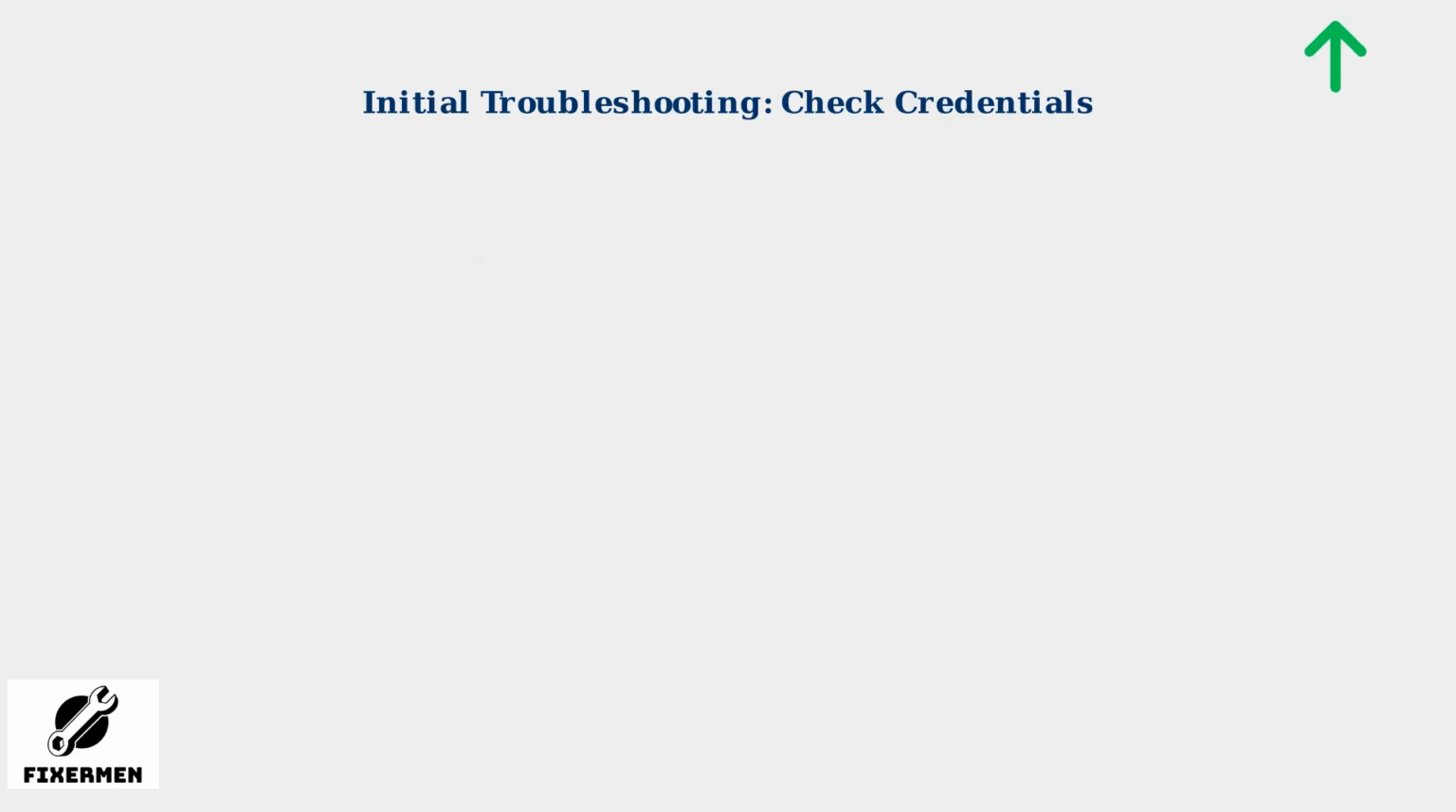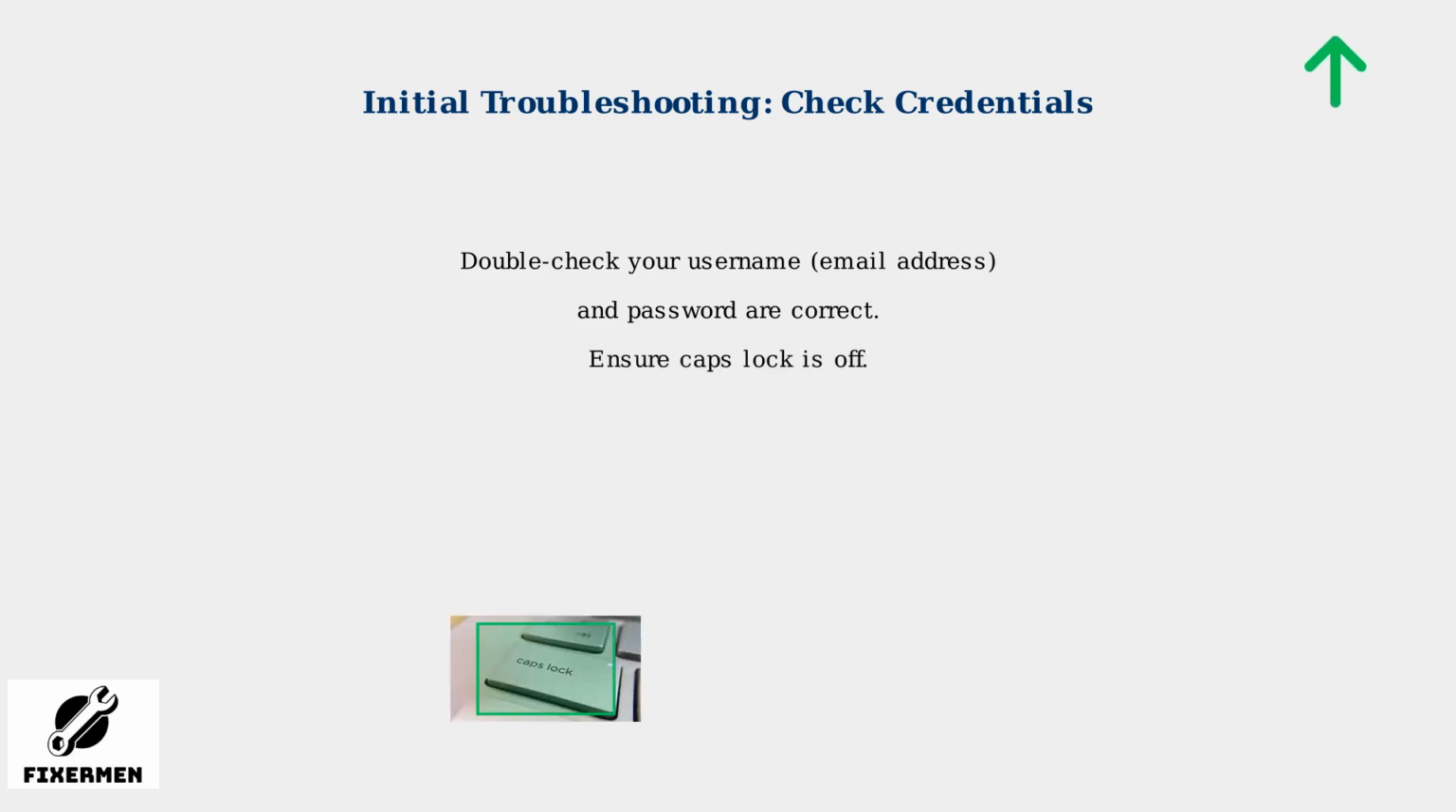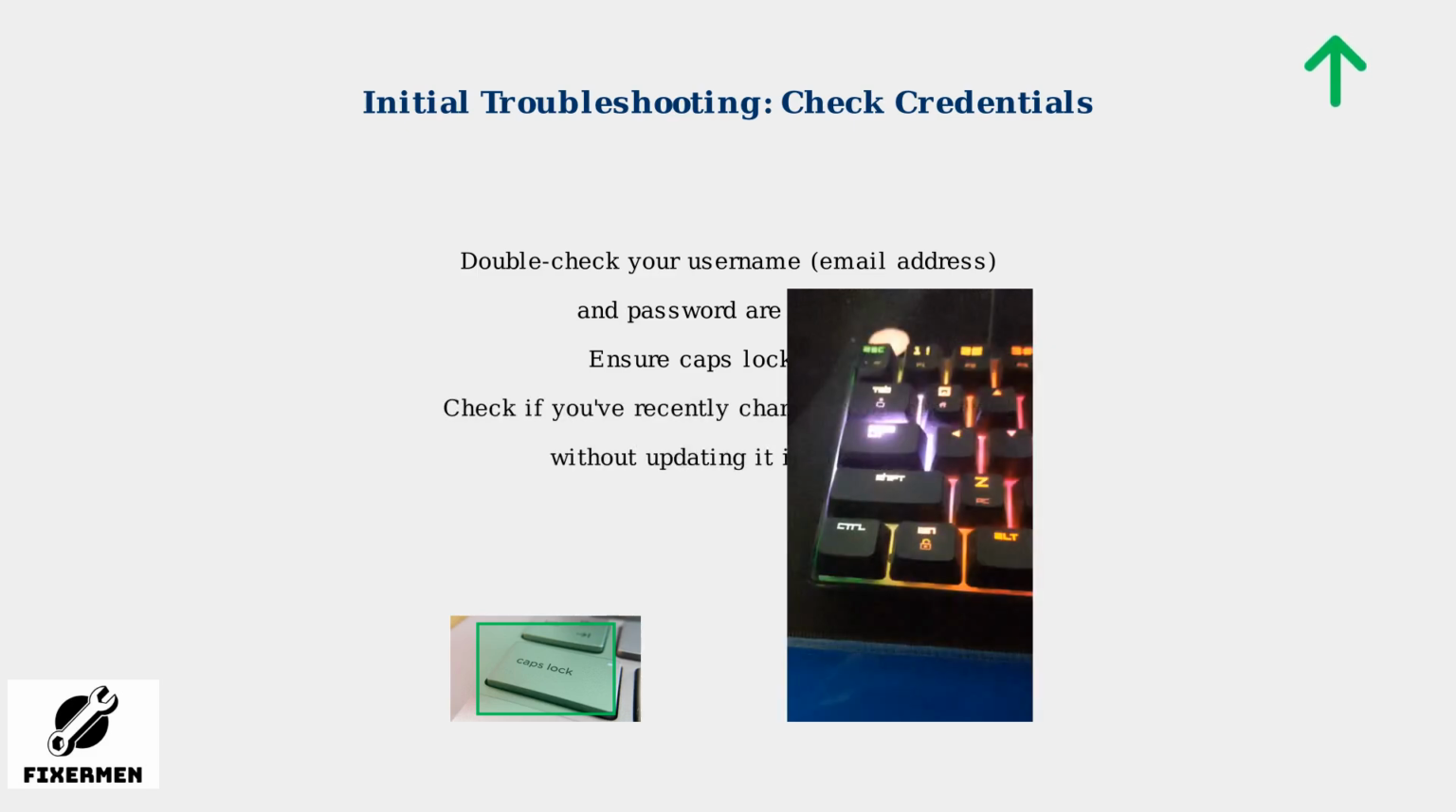The first step in troubleshooting Robinhood Error 401 is to double-check your credentials. Verify that you're using the correct username, which is your email address, and ensure your password is entered accurately. A common mistake is having caps lock activated, which can cause password entry errors. Always check that caps lock is turned off before attempting to log in. Additionally, if you've recently changed your password, make sure the app has been updated with the new credentials. The app may still be using an old password, triggering the authentication error.